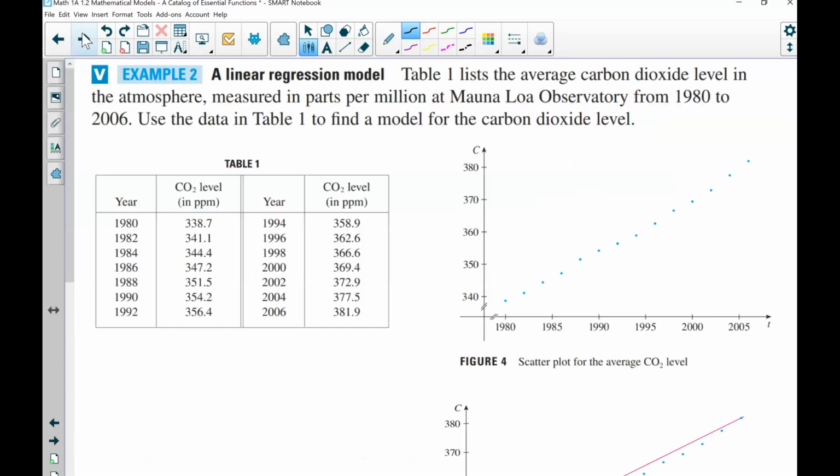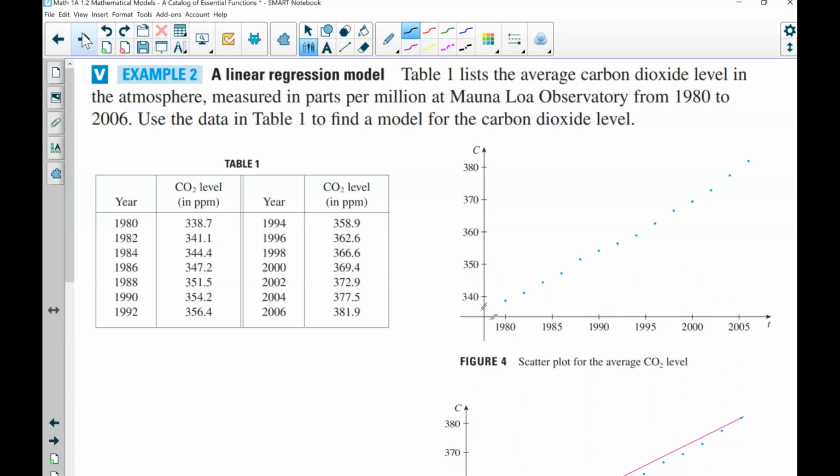Now, for example number 2, we are going to investigate a linear regression model. Table 1 lists the average carbon dioxide level in the atmosphere, measured in parts per million, at Mauna Loa Observatory from 1980 to 2006. We're going to use the table in data 1 to find a model for the carbon dioxide level. T is going to represent the time in years, and C is going to represent the carbon dioxide level. Notice that the data points appear to lie close to a straight line, so it's natural to choose a linear model in this case.